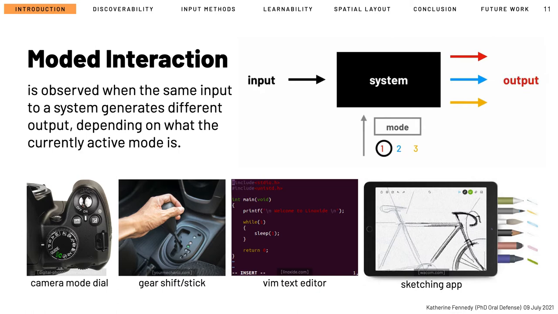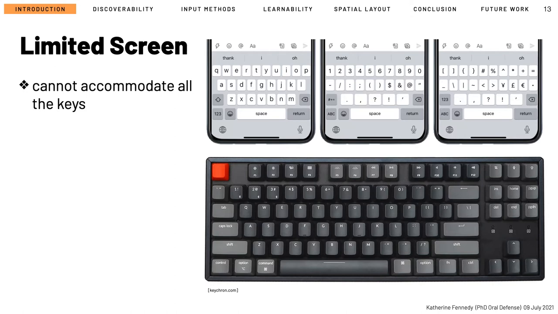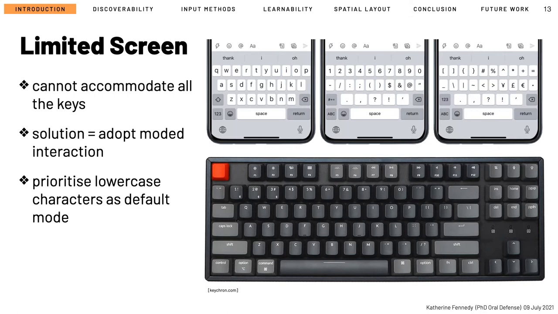We were inspired by this study conducted 3 decades ago for non-computer devices, and we took the opportunity to apply a similar approach to today's multi-touch phones. In the context of typing, our phones are not able to accommodate the layout used by the physical keyboard. Hence, sacrifices had to be made by prioritizing the lowercase characters in the default display, while the remaining keys can be accessed through mode switching.